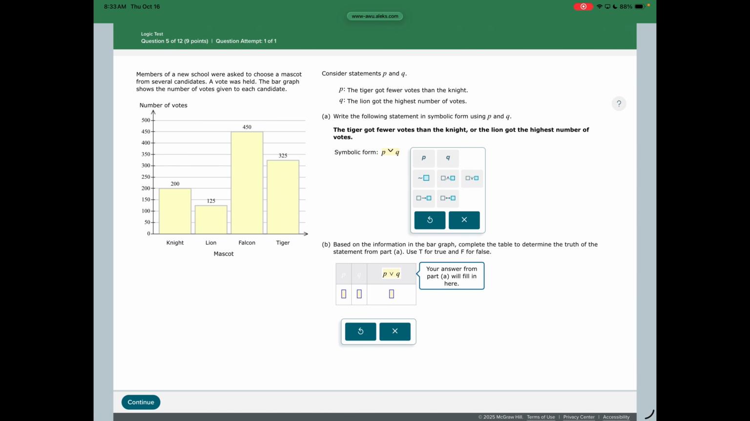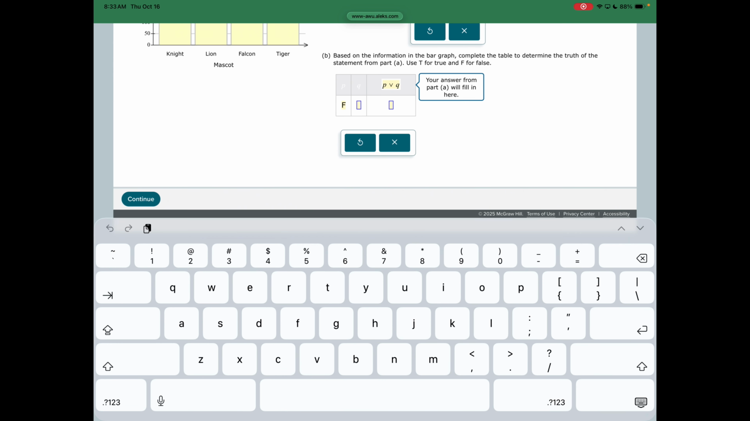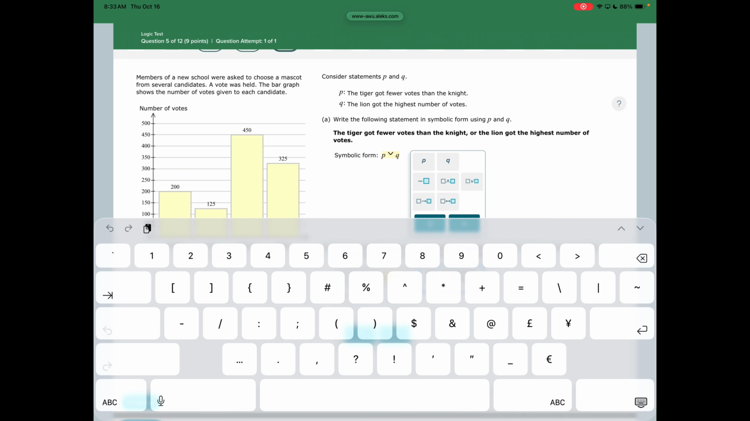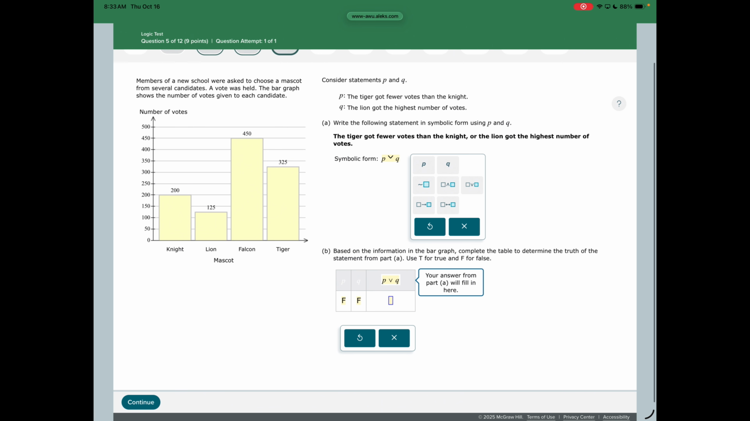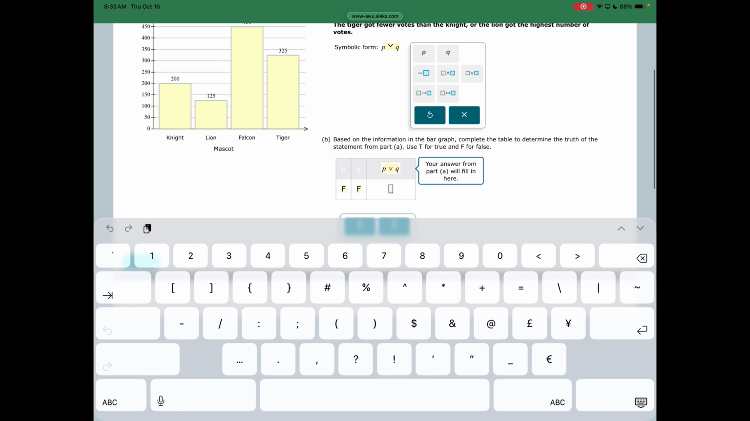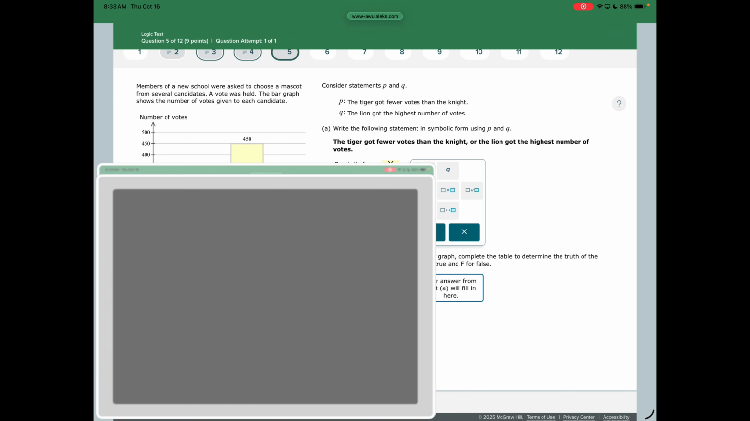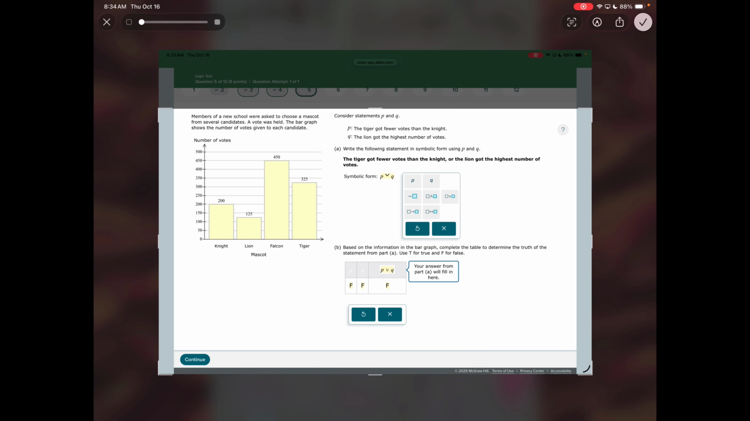So based on the graph, is that true? Did the tiger get fewer votes than the knight? That is false, right? The tiger bar is higher than the knight's bar. The lion got the highest number of votes. That is also false. The lion got the lowest number of votes. So P or Q, the rule is it's only false when they're both false. So you have to use that chart to answer the statements, and work through that.